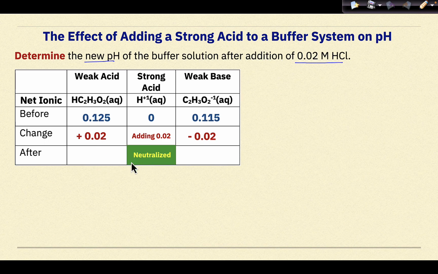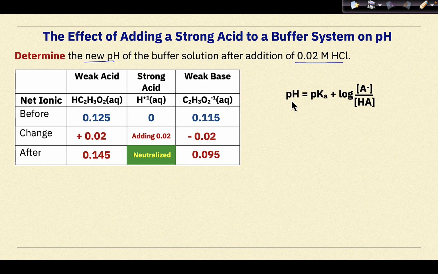So as a result, the strong acid is neutralized. We have 0.145 molar of our weak acid by adding these two values together. And when we subtract these two values, our final molarity of our weak base is going to be 0.095. We can now take these concentrations to determine our new pH.